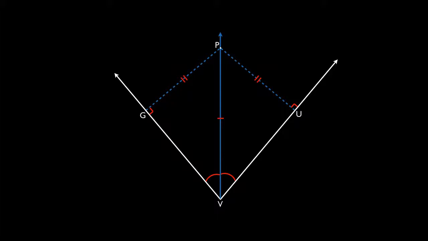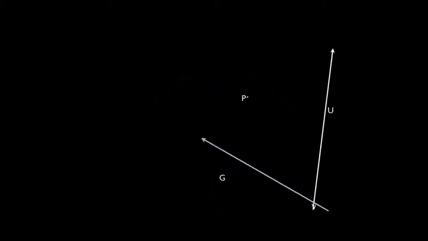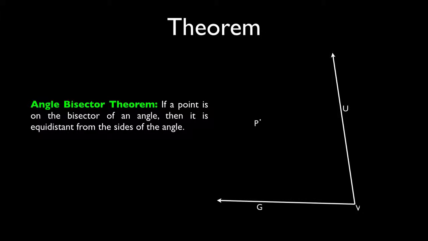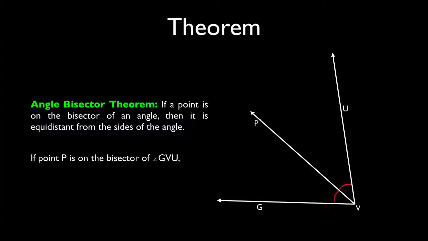So notice that point P is the same distance away from one side of the angle as it is the other. Oh, do you see a theorem here? I do. It's called the angle bisector theorem. And it states if a point is on the bisector of an angle, then it is equidistant from the sides of the angle. So there we have point P, and it is going to be on the angle bisector of angle GVU. That means, by this theorem, that the distance from P to G and the distance from P to U are going to be the same.